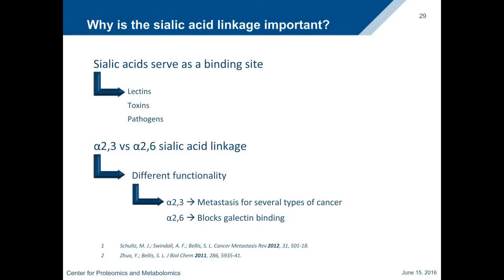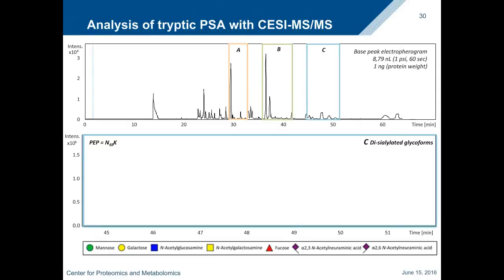So, but why is sialic acid linkage important? Why is it beneficial that we can do this without any further sample prep? Then we need to have a closer look at the sialic acids, because they can serve as a binding site. They're at the end of our glycan chain, so they can interfere with lectins, toxins, and pathogens. But also we know that alpha-3 and alpha-6 can have different values. So alpha-3 is known to be more involved in the metastasis for several types of cancer, while alpha-6 is known to block galectin binding. So therefore it's really important to know what kind of linkage you have on your glycopeptide.